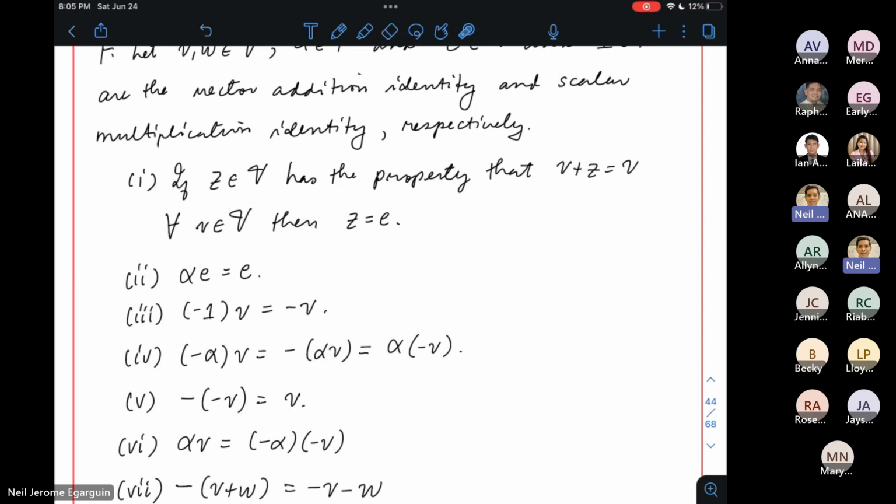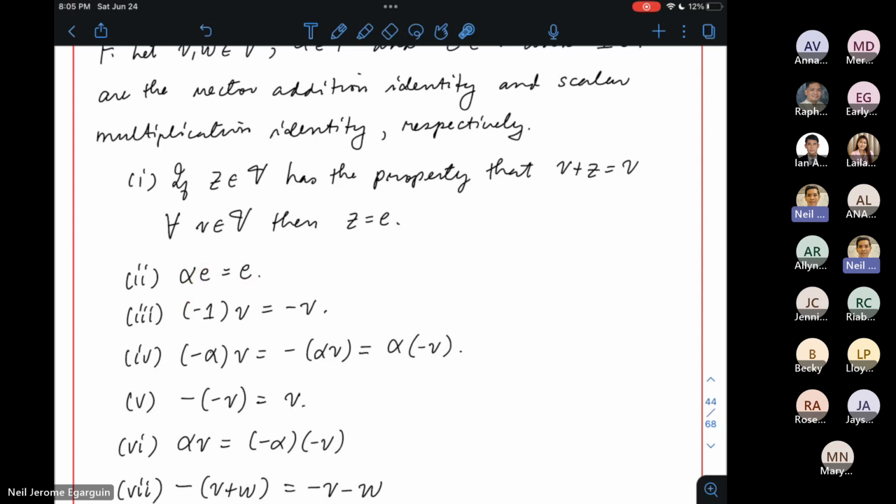The additive identity of the vector space is unique. Kasi pag nakakita tayo ng isang vector Z, na pag inadd ko sa kahit na ano pang vector V, ang sagot ay vector V palagi, then Z is necessarily the identity vector or the zero vector. Kasi nga, this is tantamount to saying that the zero vector is unique. Right? Property number 2, pag meron kang scalar times the zero vector, ang sagot laging zero vector pa rin.